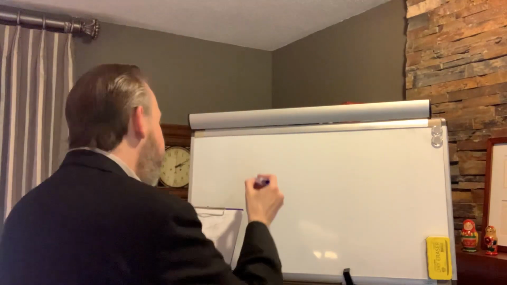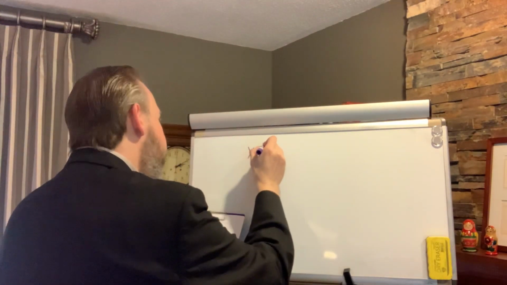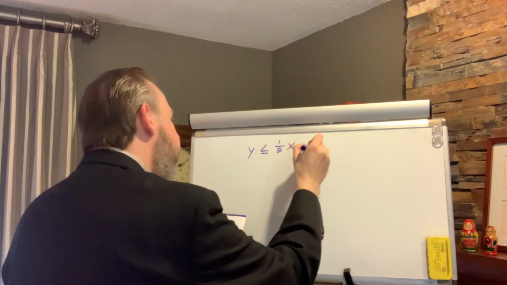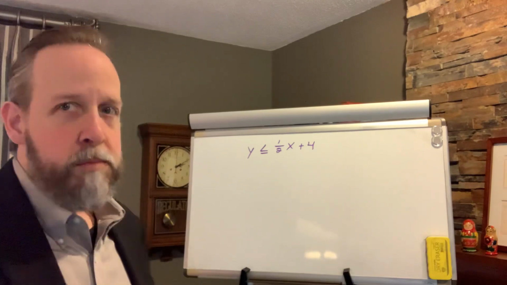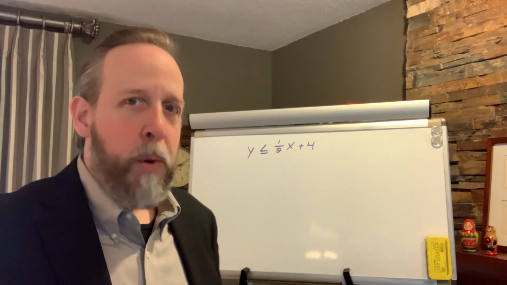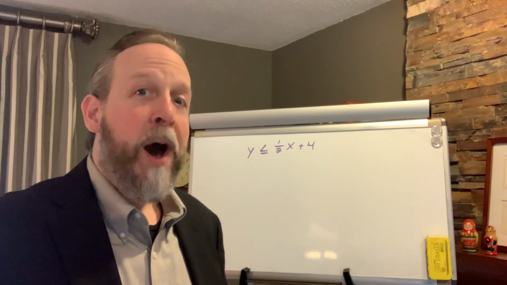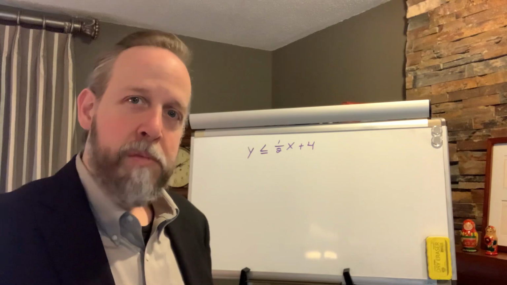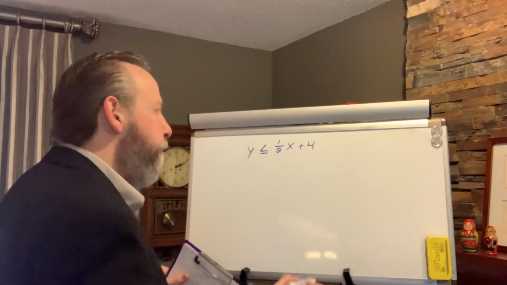So here's my example. y is less than or equal to 1/2 x plus 4. All right, real similar to slope-intercept form, except of course it's an inequality. So there will be a wide range of solutions that will make the inequality work. Here's how we solve it. We're going to graph it.